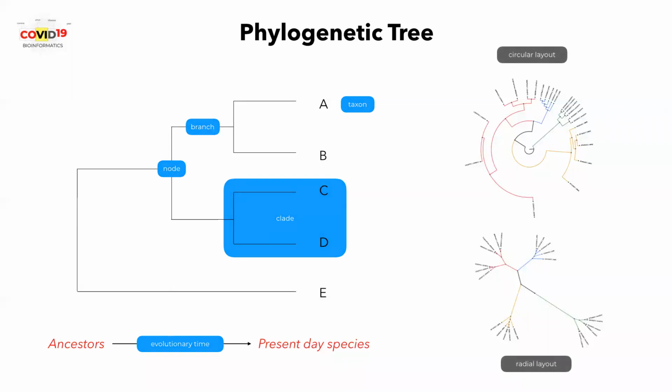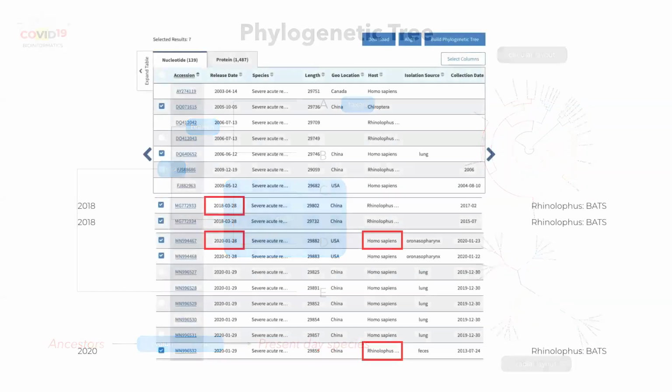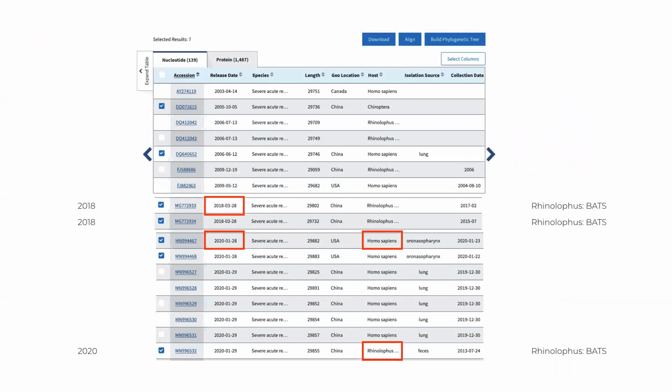And as we see in our tree, we have too many branches and nodes to understand the relationships between these sequences. So what we would need to do is go back and reduce the number of genomes and then run this analysis again. This time, let's select a few samples from a few years ago and then compare them with current samples from bats and humans.